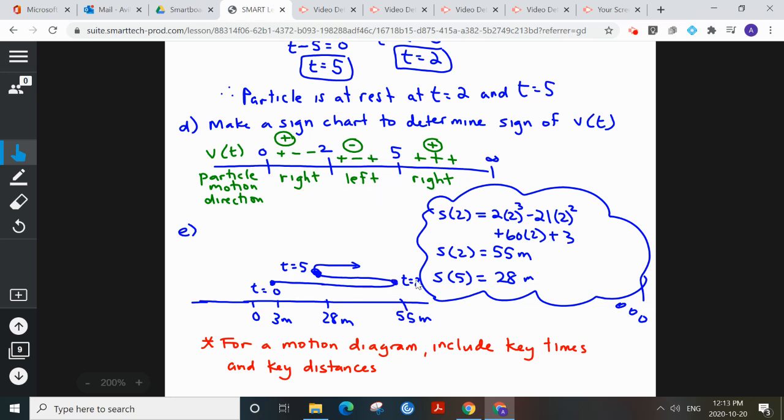Then it turned around and it started to go to the left. And it went to the left all the way until t equals 5. Now, at time 5, my particle is 28 meters from the origin. So it went all the way from 55 meters away to 28 meters from the origin, and then it turned around and started to go to the right. When you draw a motion diagram, it's important to include key times and key distances.